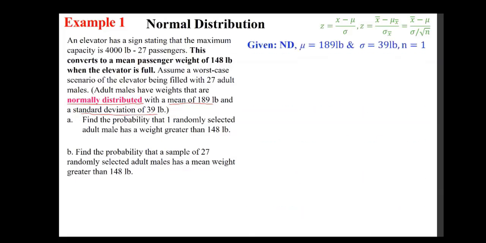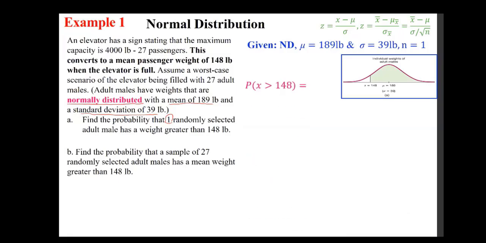So the very first thing we do, we write the given. What is given? Mu is 189. Sigma is 39. And by the way, find the probability that one randomly selected adult, n equals 1. We are dealing with a normal distribution, so we want to find the probability that x is larger than 148.